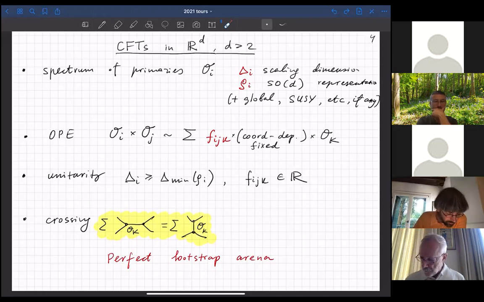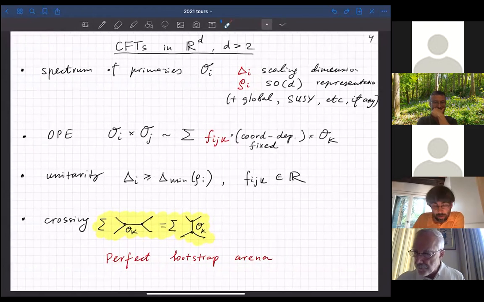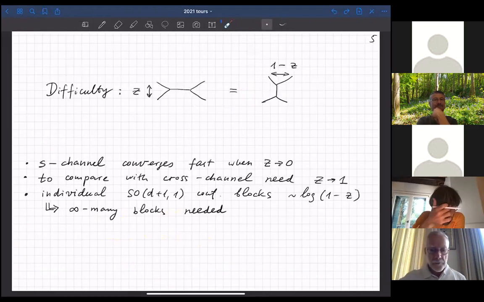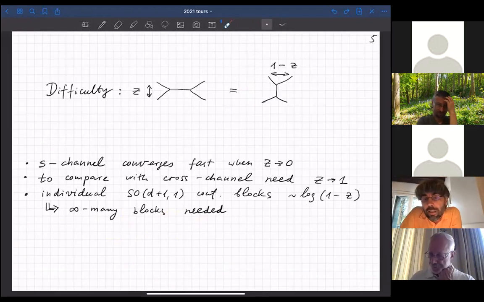But you may try. And if you do it, then this is the Bootstrap philosophy. And again, this idea is not a new idea. It's been around since the 70s, but people were stuck for a long time because of the following difficulty. In fact, this difficulty was realized in the first papers on the Bootstrap by Polyakov in the 70s and so on.